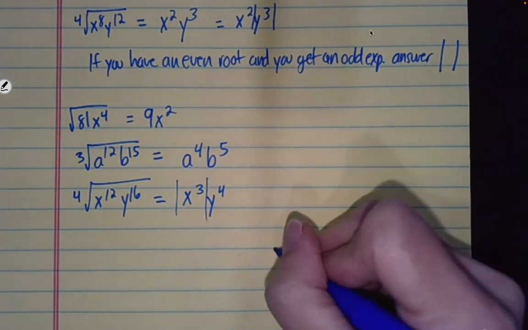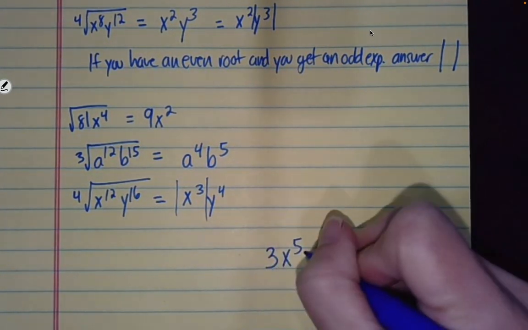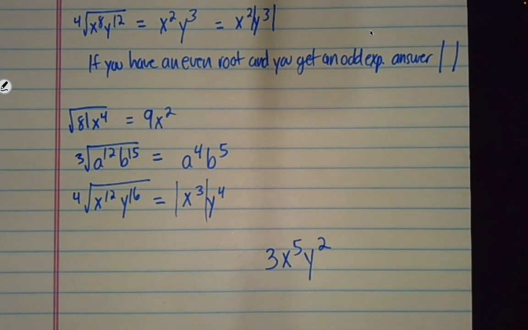Let me write it down. 3xy to the 2nd. Now, did you get an odd answer from an even root? Yes, ma'am. So you put an absolute value on it. Is that what y'all got for number 3?